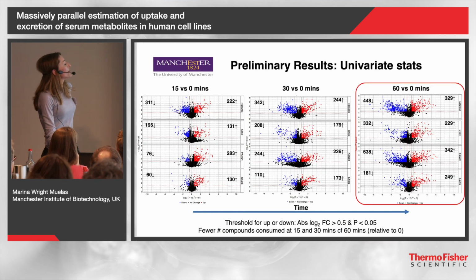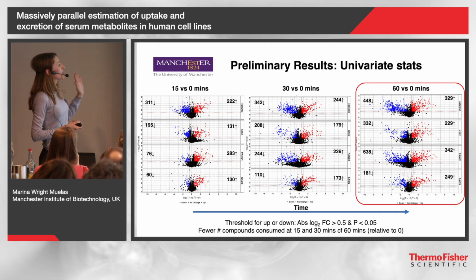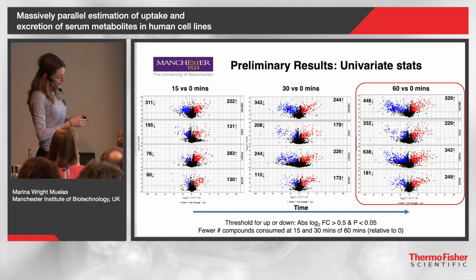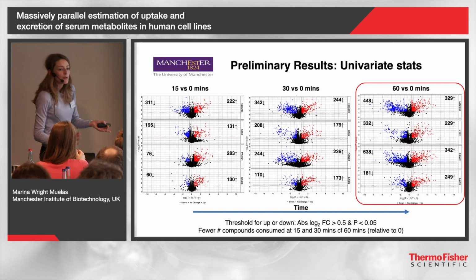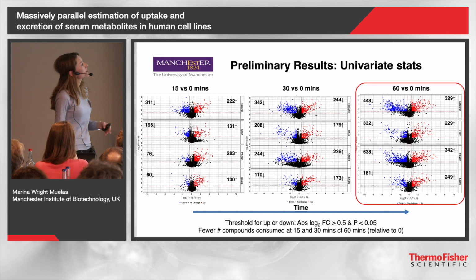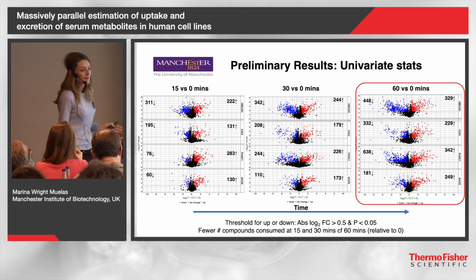On the univariate stat side of things, again we can see differences in the number of compounds that are consumed and the number of compounds that are secreted. They're different between the cell lines, and also the magnitude of these are different between the cell lines, and it's also increasing over time. But we're trying to narrow down what it is that's changing over time in the cell lines and what's unique and different between the cell lines. For now, we're just looking at 60 versus 0. So we did these other time points just to see, do we already see something at 15 minutes? Do we see something at 30? Is it even bigger at 60?